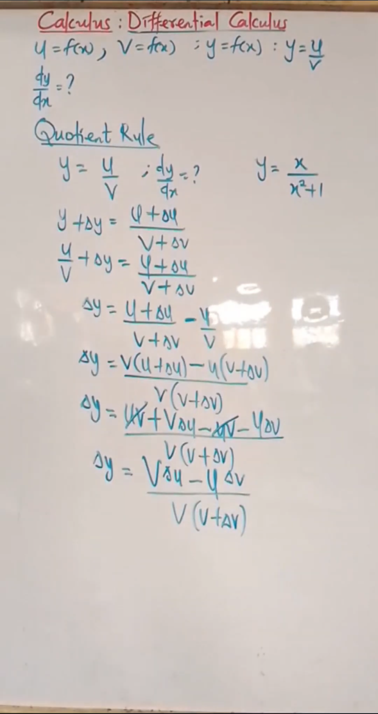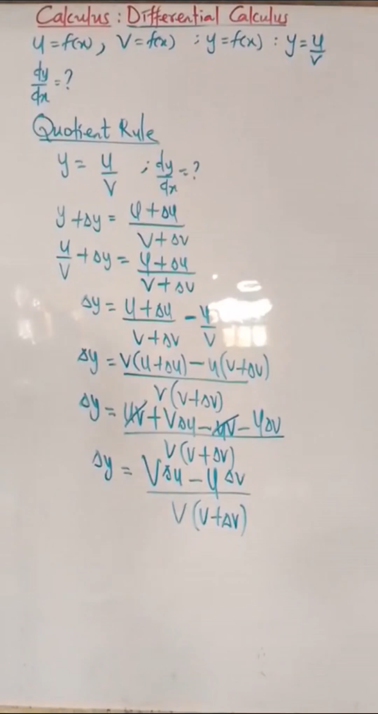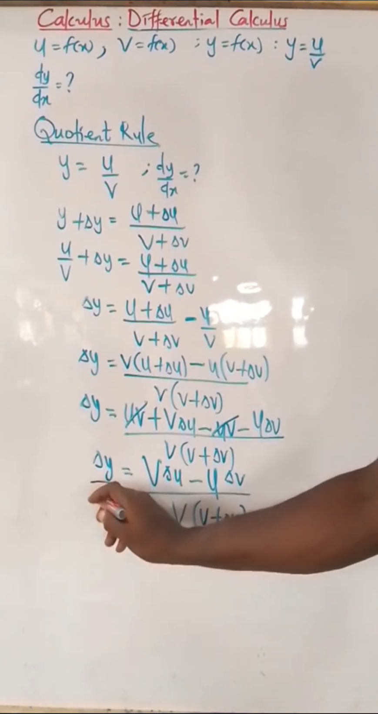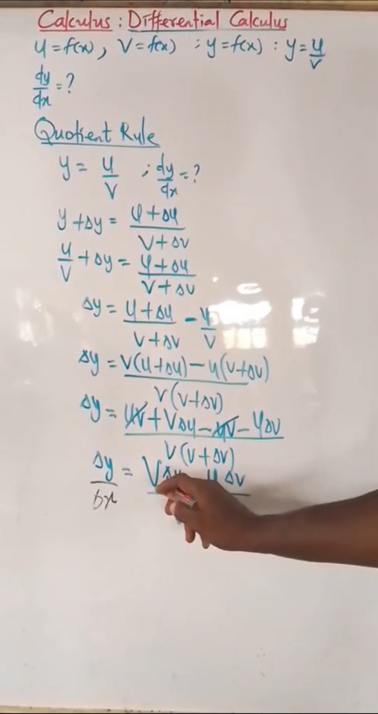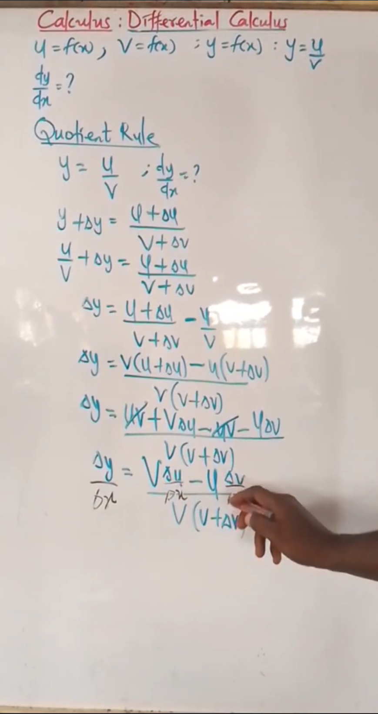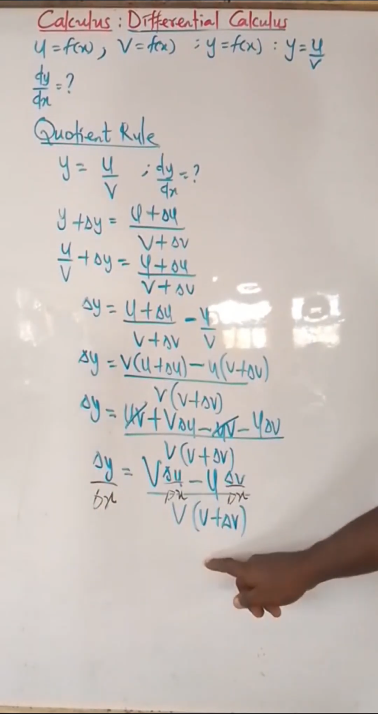What next? We want to get change in y over change in x. So we'll divide by change in x. We'll divide the numerator here, also everything here by change in x. So meaning we divide this by change in x, that is also by change in x. We only divide the numerator, not the denominator.